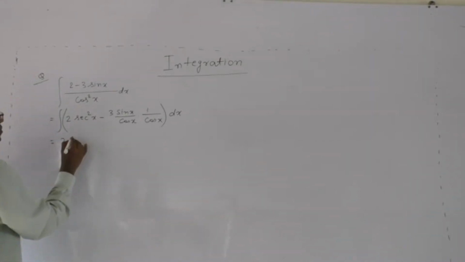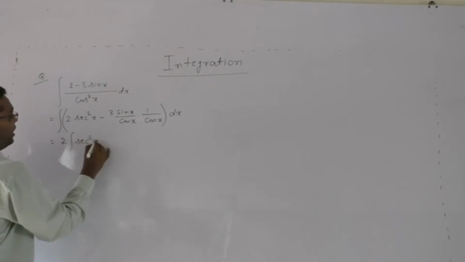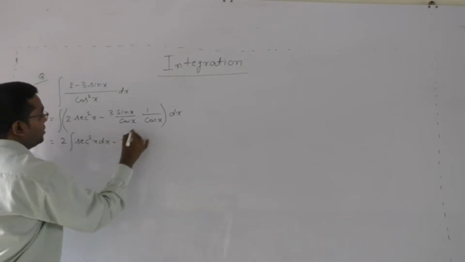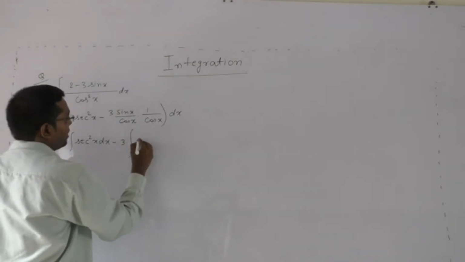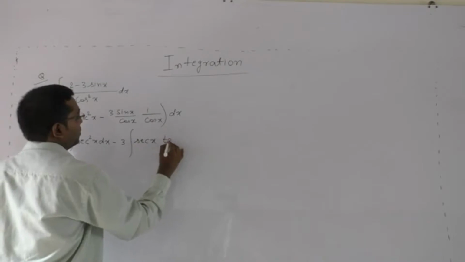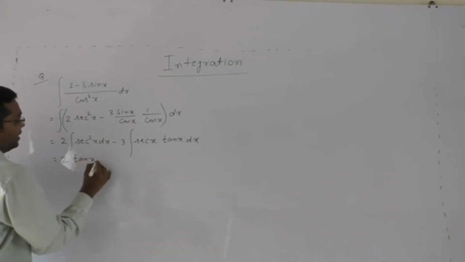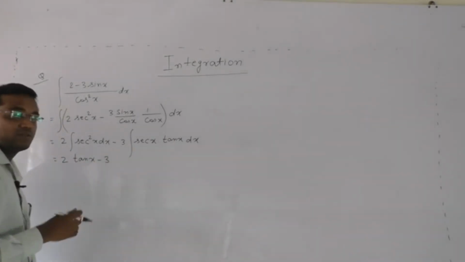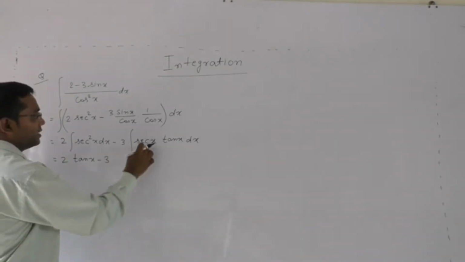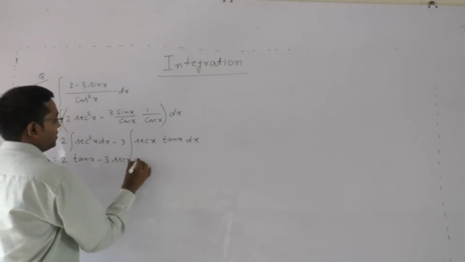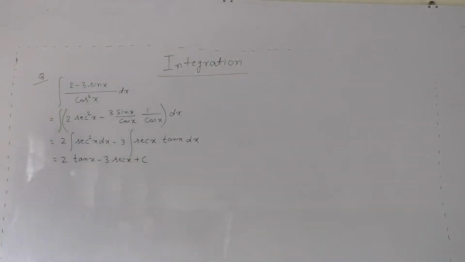Now we can write 2 sec square x dx minus 3 into sin x by cos x, which is tan x, and 1 by cos x is sec x, so sec x into tan x dx. Now the differentiation of tan x is sec square x, hence we get 2 tan x minus 3. The differentiation of sec x is sec x into tan x, so the integration of this will be 3 sec x plus an integral constant. So this is its integration. Let's see the next question.